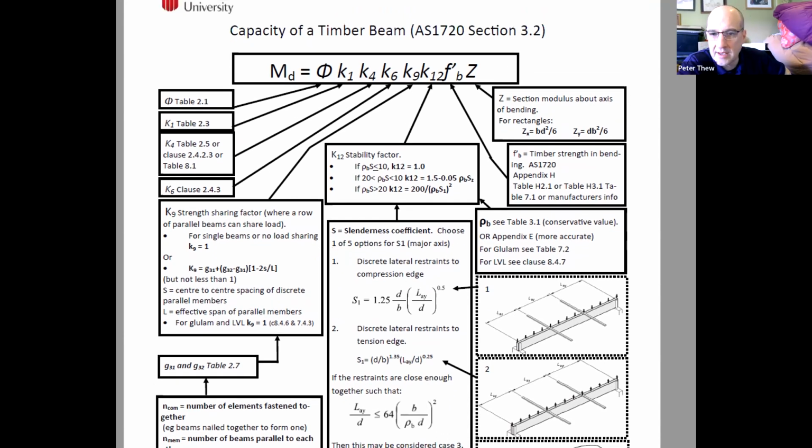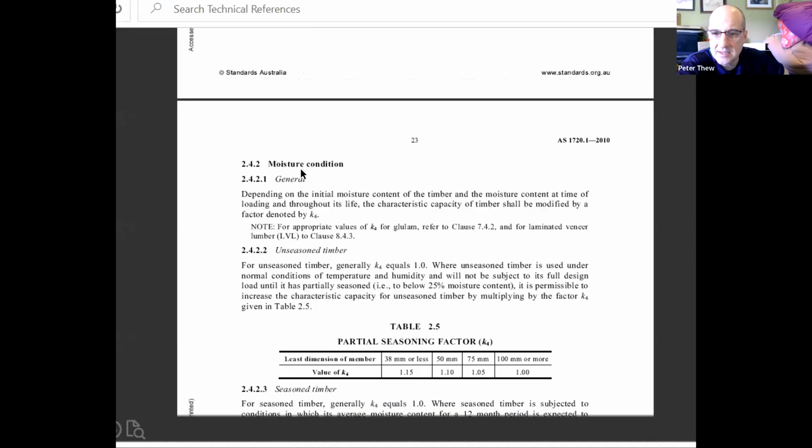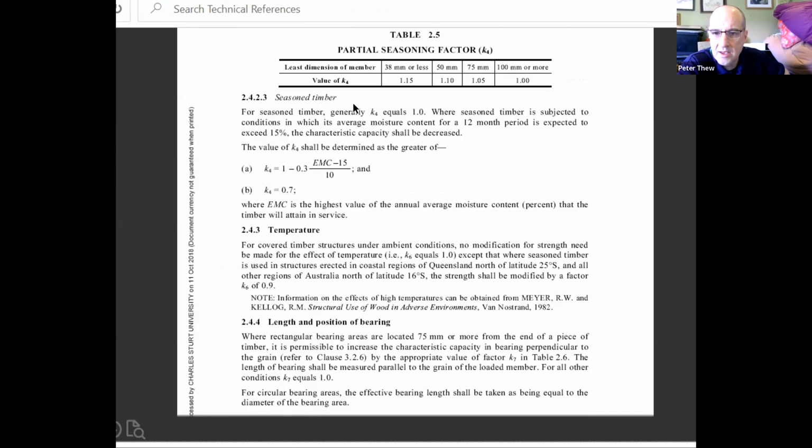So K4, yeah. Let's have a look for K4. Just going to find it. There it is there. K4 is a partial seasoning factor. Unseasoned timber, seasoned timber. For seasoned timber, K4 generally equals 1. Where seasoned timber is subject to conditions where average moisture content is expected to exceed 15%, then you decrease K4. But in the question it's going to be in a drier environment, it's already seasoned. K4 therefore equals 1. Yeah.